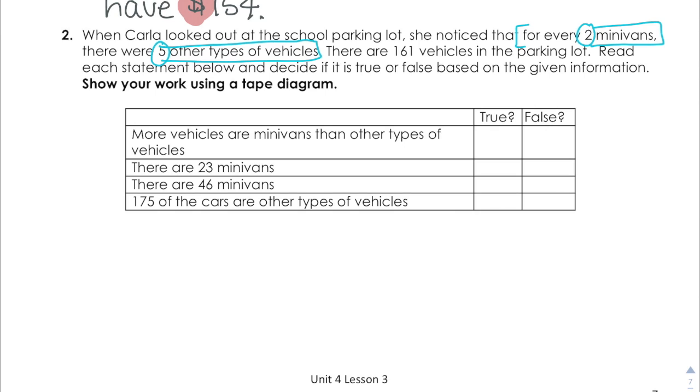So let's get a cheat sheet. So we have minivans, 2, other vehicles. Minivans and 2 go together, and 5 and other vehicle types go together. Then it says there's 161 vehicles in the parking lot. That means this right here is a total.